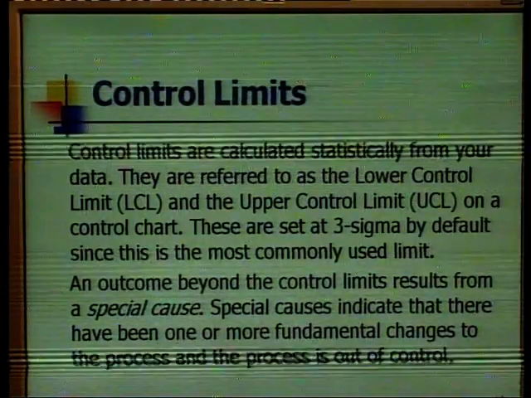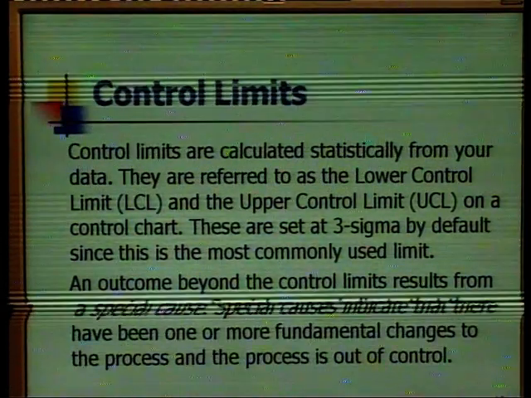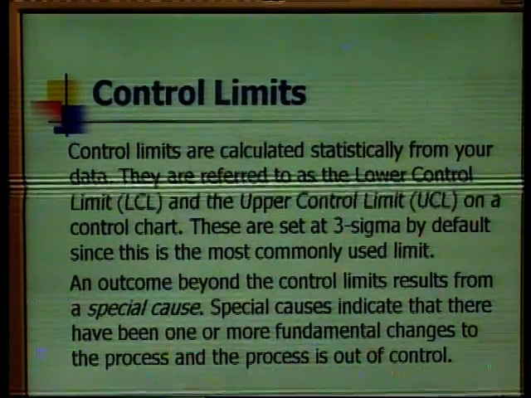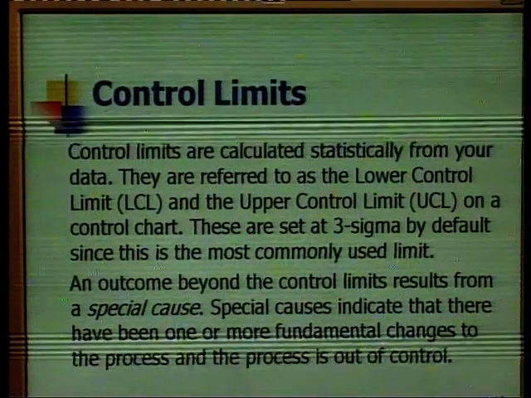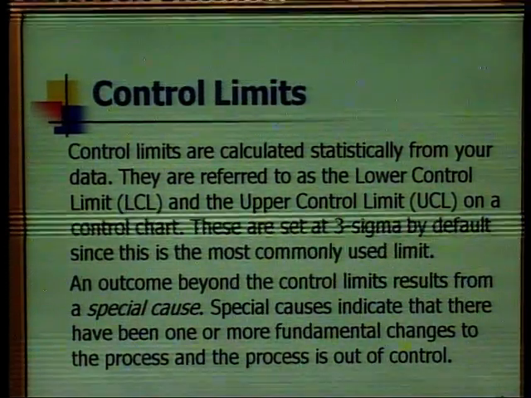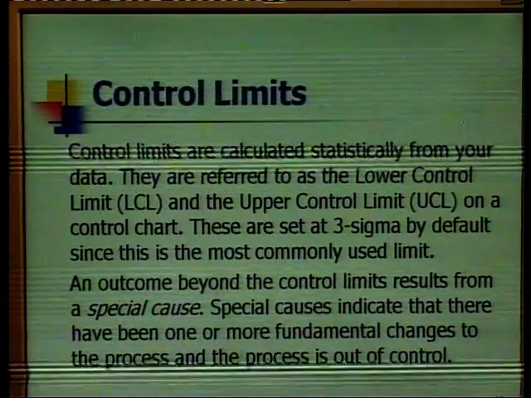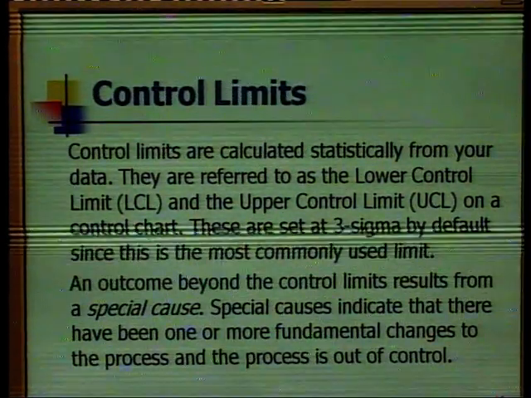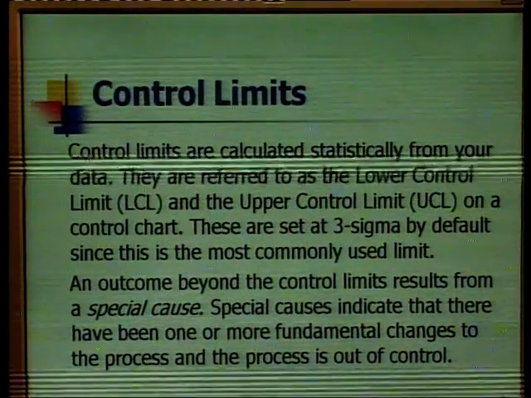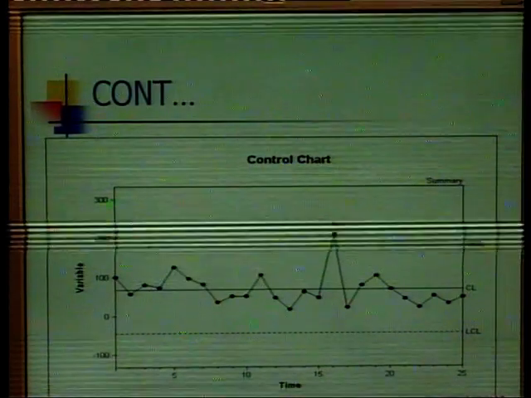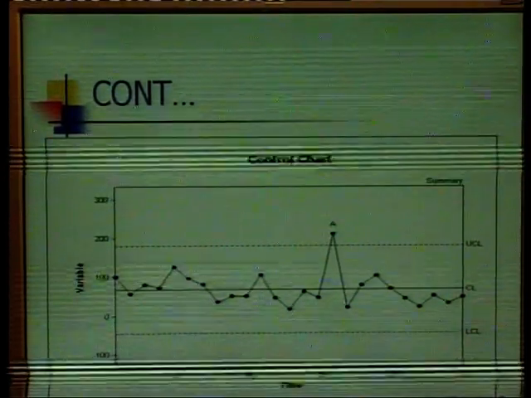An outcome beyond the control limits results from a special cause, which I have already told you about. If the data falls outside the limits, we can say that there is some assignable cause of variation in that data. Special causes indicate that there have been one or more fundamental changes to the process and the process is out of control. This is the data showing an assignable cause of variation at point A.